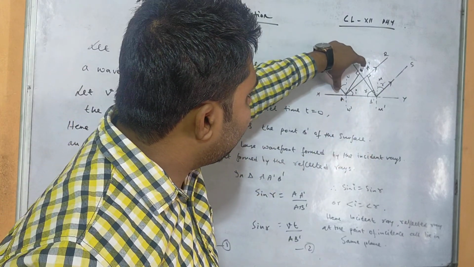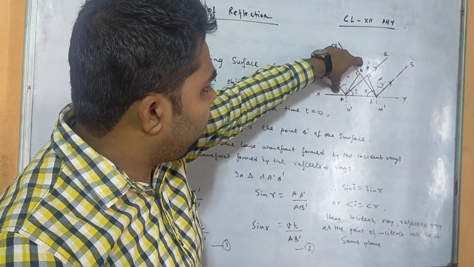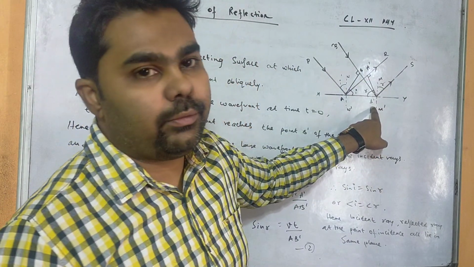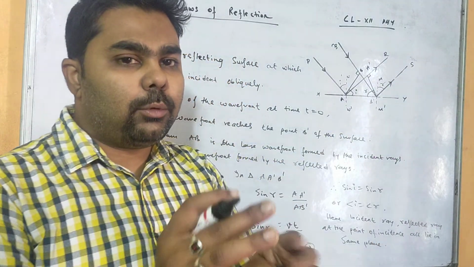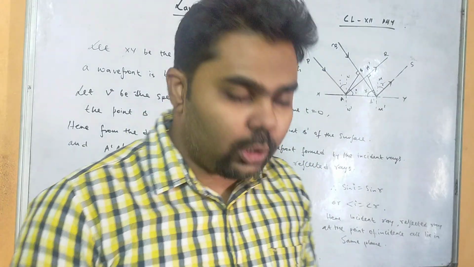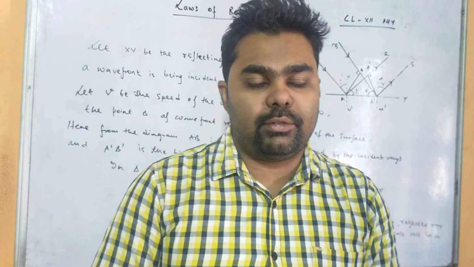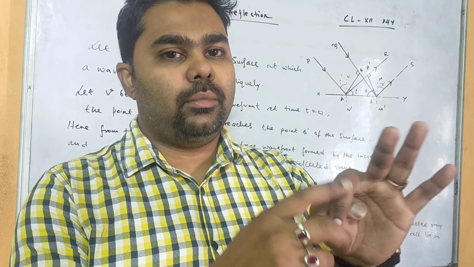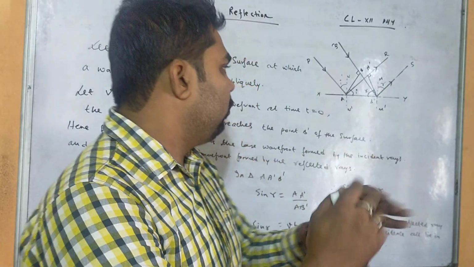So let us consider this is the last wavefront which is formed by the incident ray, and A'B' is the first wavefront which is formed in the reflected ray. So we have to prove the laws of reflection. There are two laws of reflection we have learned in earlier classes. We have to prove angle i equals angle r, that is, angle of incidence equals angle of reflection. Also we have to prove that the incident ray, reflected ray, and normal at the point of incidence all lie in the same plane. So let's see now.